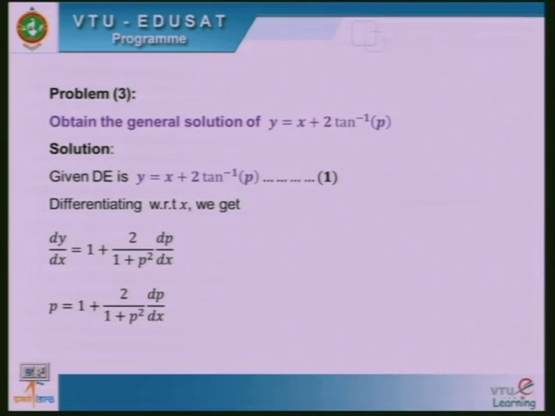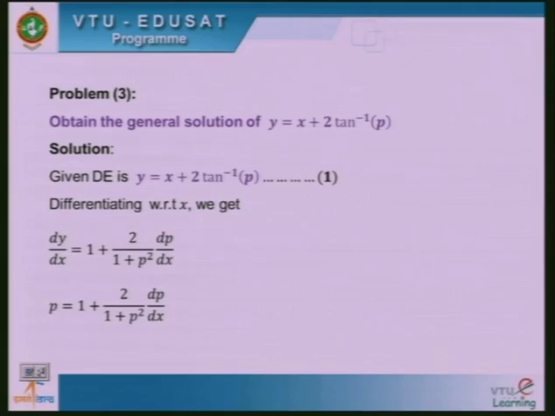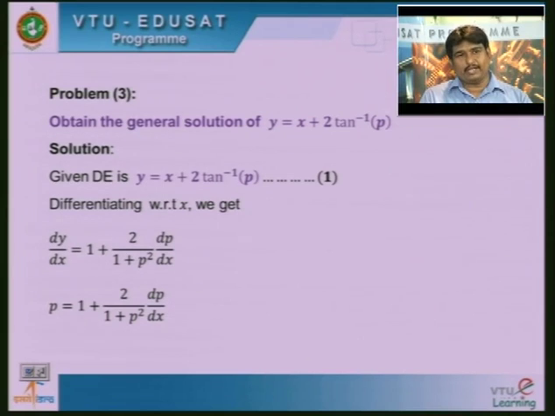Problem number 3. Obtain the general solution of y equals x plus 2 into tan inverse of p. Of course, it is directly in terms of y. You differentiate this with respect to x to get dy by dx equals derivative of x is 1 plus 2 into derivative of tan inverse of p. Derivative of tan inverse of p is 1 divided by 1 plus p square into the internal differentiation of p, which is dp by dx.